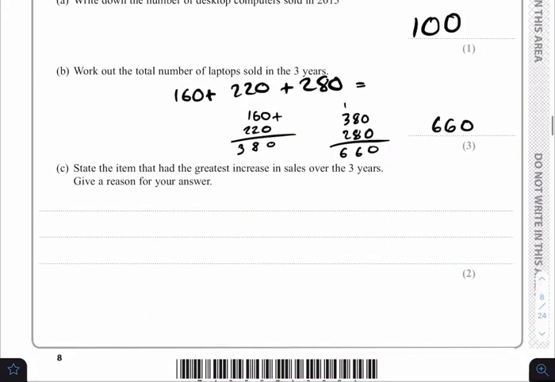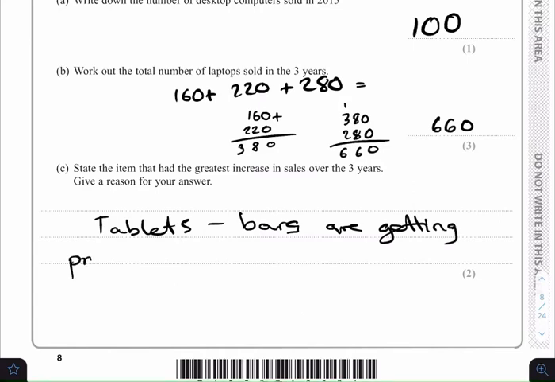So what we do here is we write tablets, and the reason for this is the bars are getting proportionally bigger. Bars are getting longer over time.